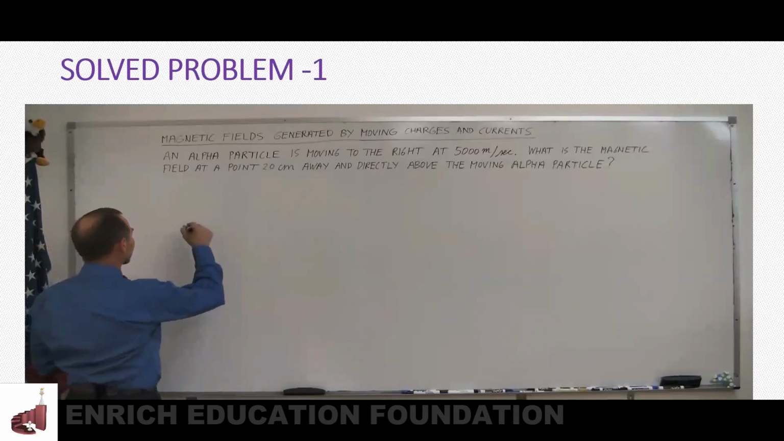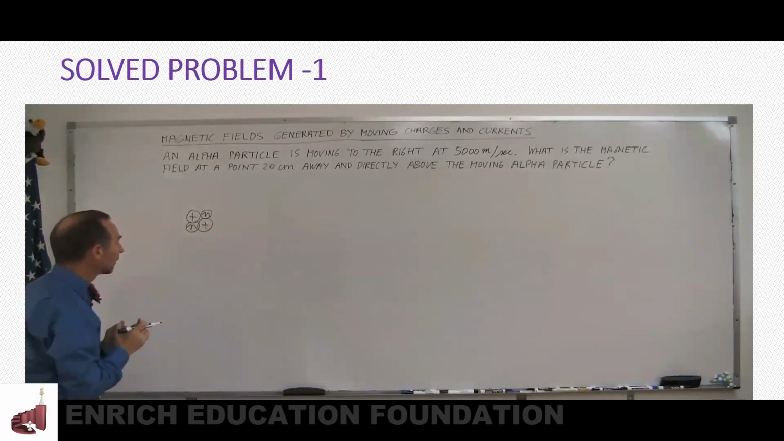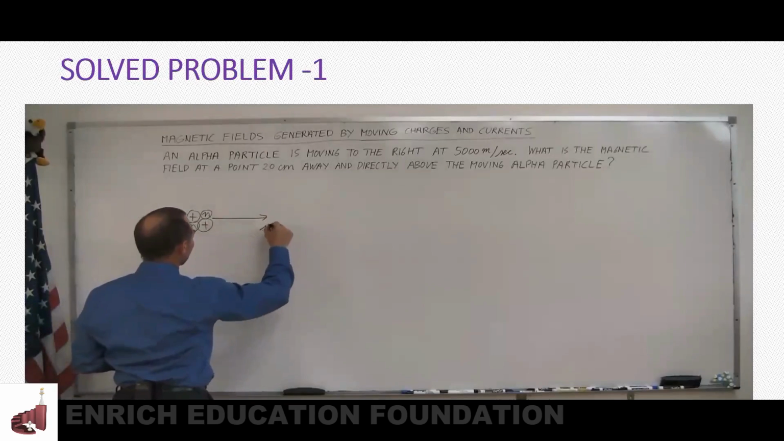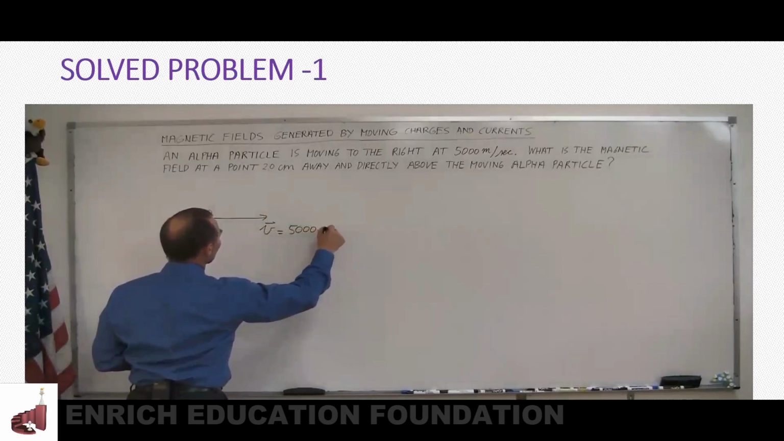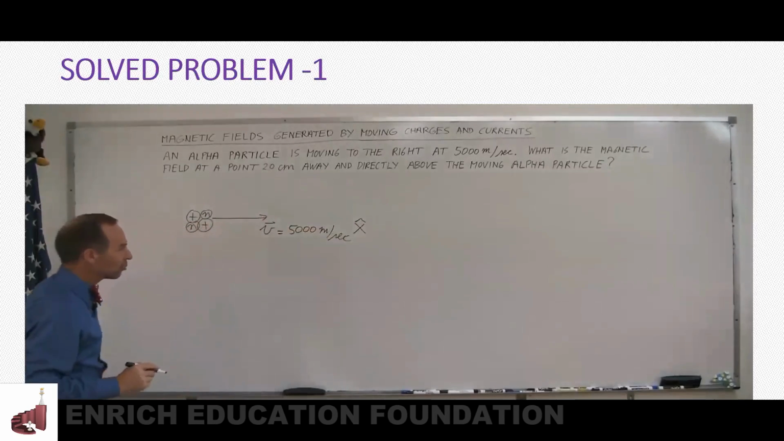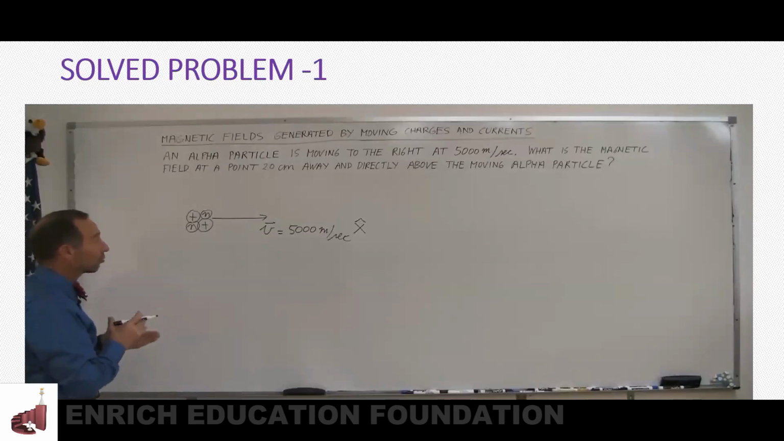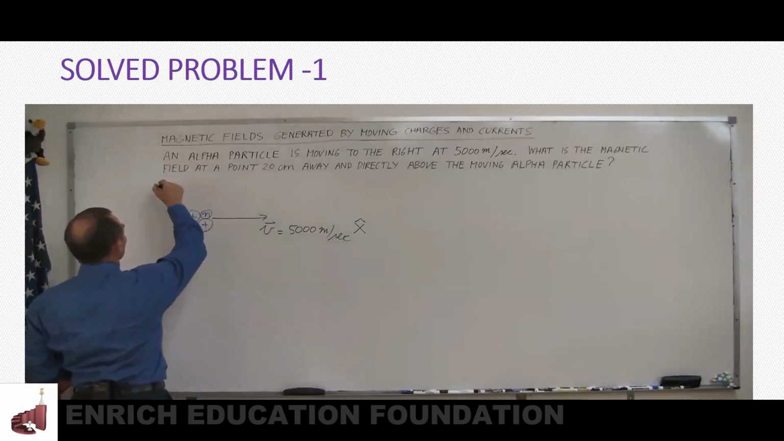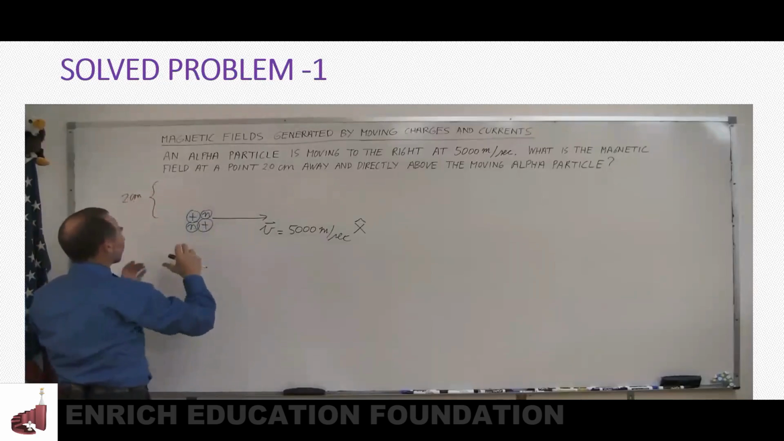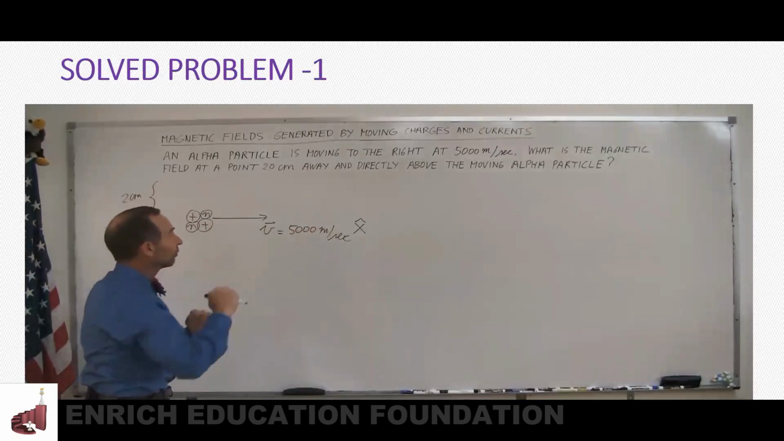So let's make a sketch of that. We have the alpha particle, which is basically 2 protons and 2 neutrons in an atomic nucleus, moving to the right at a velocity equal to 5,000 meters per second. Since that's a vector quantity, we indicate the direction with the x unit vector. Now, we want to know the magnetic field direction and magnitude 2 centimeters directly above the alpha particle. As the particle moves, that position will move along with it. We want to know what the field is directly above the particle that's moving to the right.